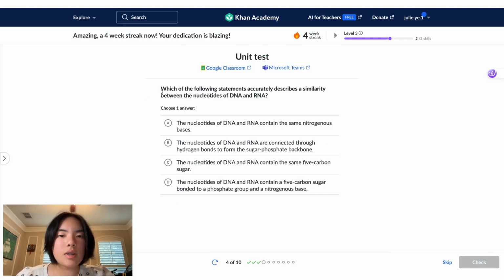Which of the following statements accurately describes the similarity between the nucleotides of DNA and RNA? Okay, no, they do not contain the same nitrogenous bases. Yes, this one is about their structure. DNA and RNA consist of a 5 carbon sugar, a phosphate group, and a nitrogenous base.